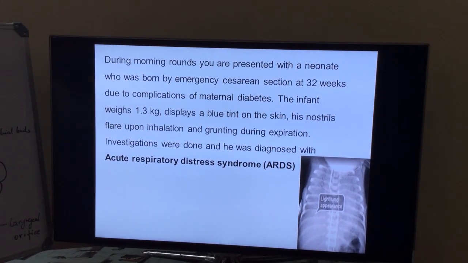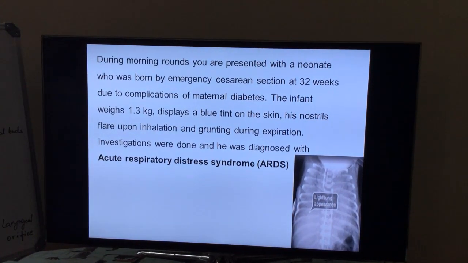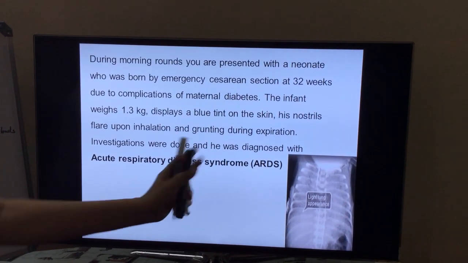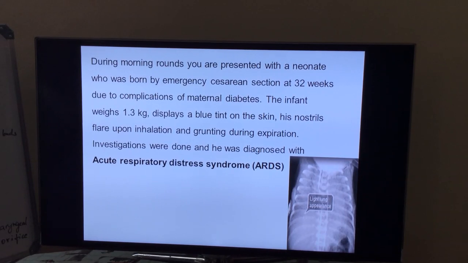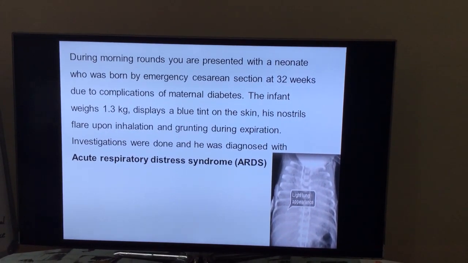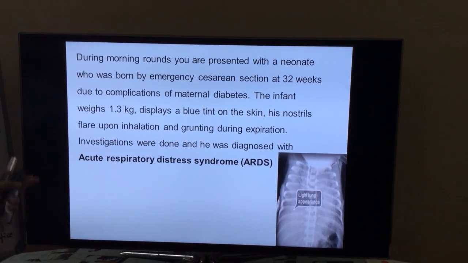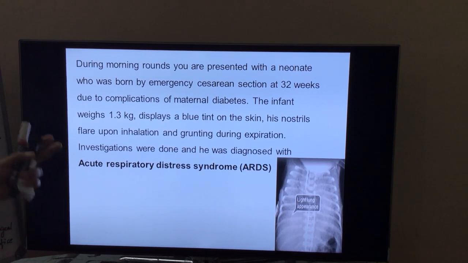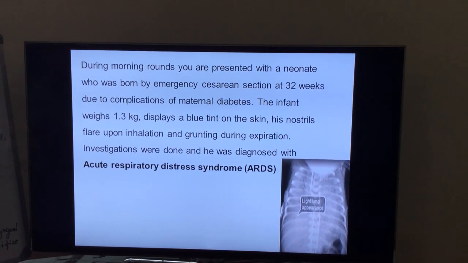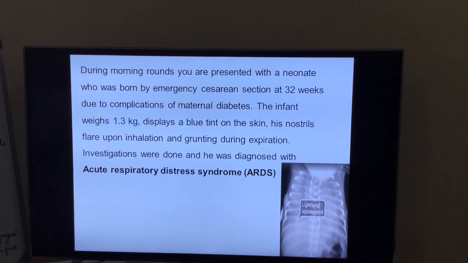So investigations were done, and this picture shows one of the X-ray of the neonate, where you can see on both the sides of the lungs, you can see the lung opacities. Okay, so after the investigation was done, the neonate was diagnosed with acute respiratory distress syndrome. So you will know about this. What is the embryological reason behind this? You will know after this session.